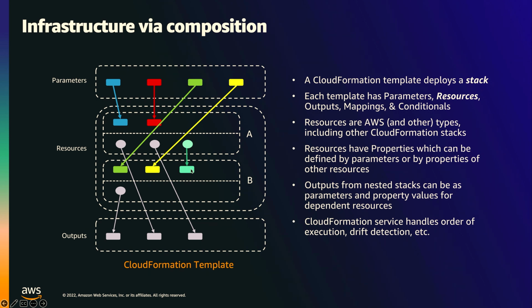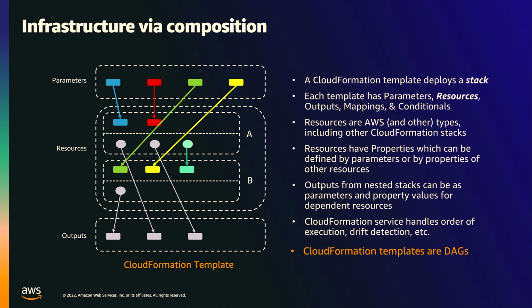Outputs from your nested stacks can be used as parameters and property values for other dependent resources. When you deploy to CloudFormation, the service handles the order of execution, drift detection, etc. What you're essentially designing and describing here is a directed acyclic graph for your resources. You define what you want, how it all relates together. Then if you need to make a change, CloudFormation doesn't just blindly go in and make the change. It figures out how to least destructively do that.